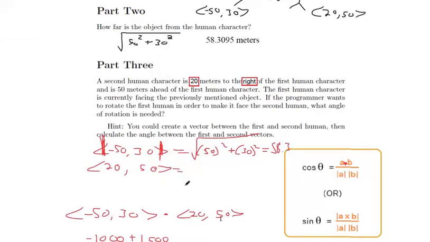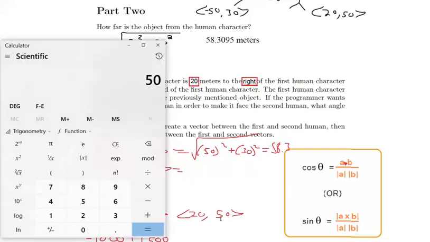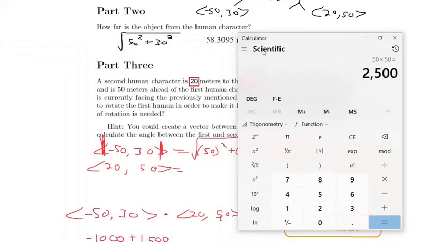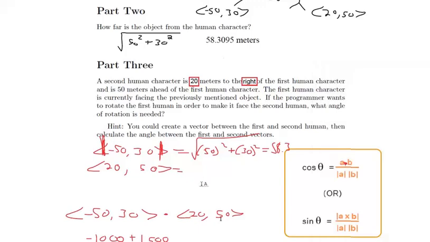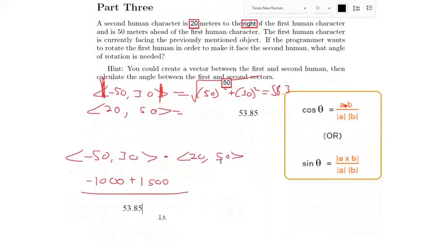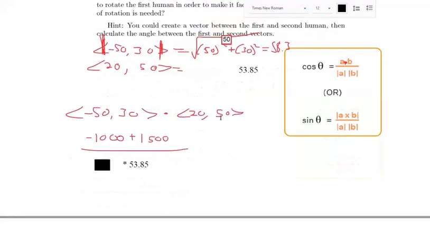And then the magnitude of the second vector, that's going to be 50 squared plus 20 squared. And then take the square root. So the magnitude of the second vector should be less. And it is, yeah, because this component's closer to the origin. So 53.85, something like that. That's the magnitude of the second vector. Okay, so we need that down at the bottom. And then this is 58.3 over here. Times that.